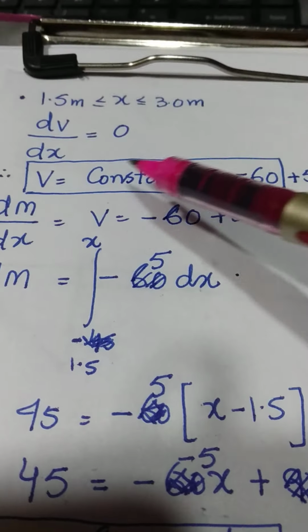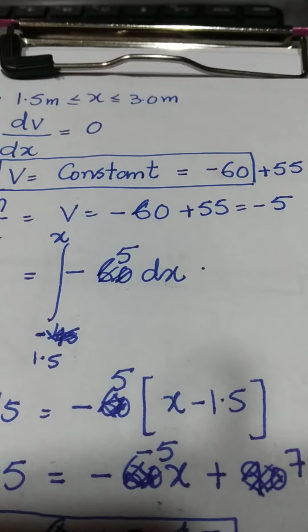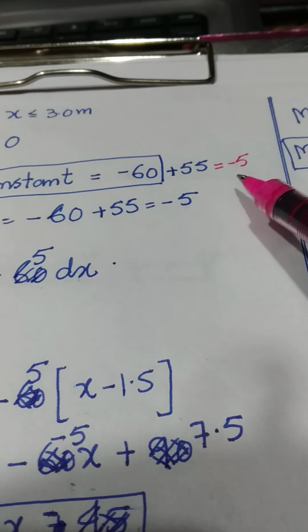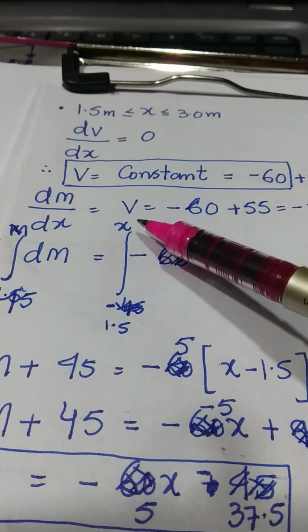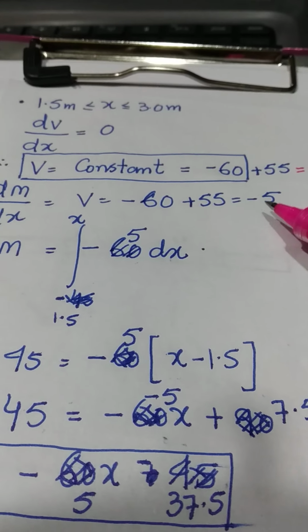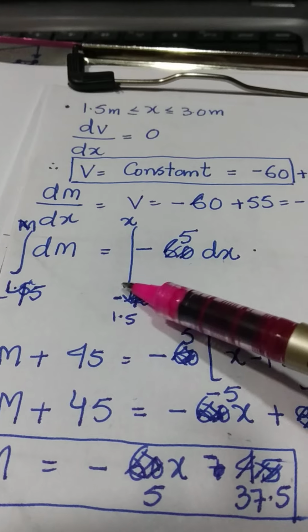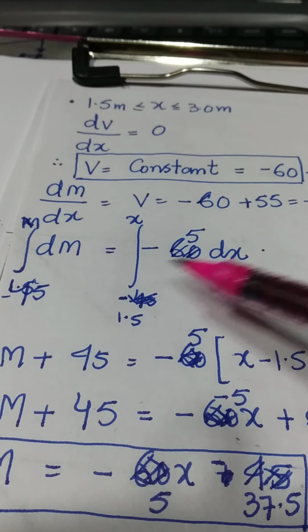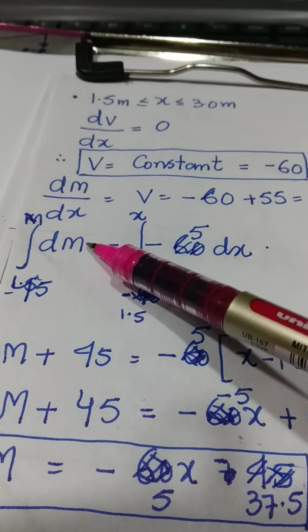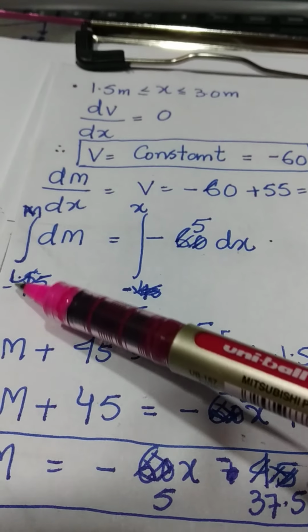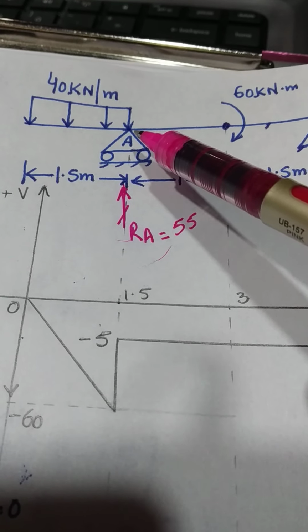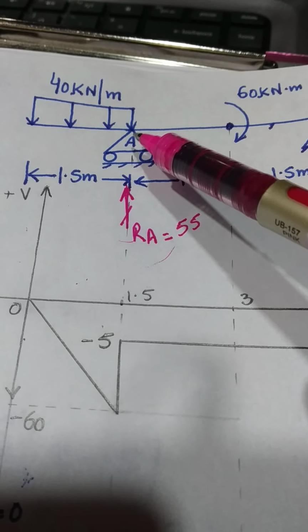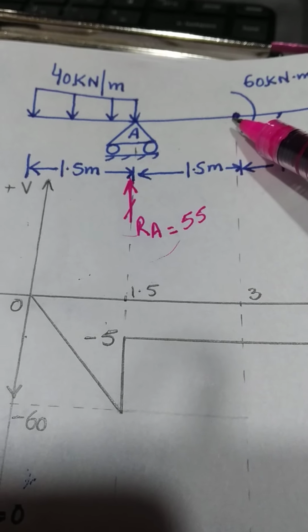Therefore, as we go to the right hand side of point A, the value of shear force will be minus 5. Again, write down the equation: dM/dx is equal to V. V is equal to how much? Minus 5. Therefore, dM is equal to minus 5 dx. Now, the variable of integration is this. We are integrating this equation for x going from 1.5 to x going to 3.